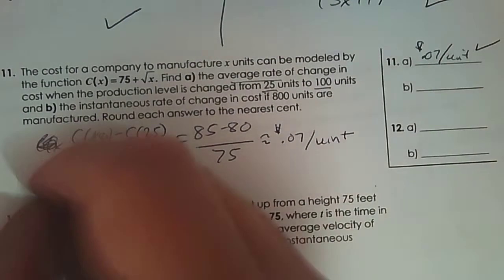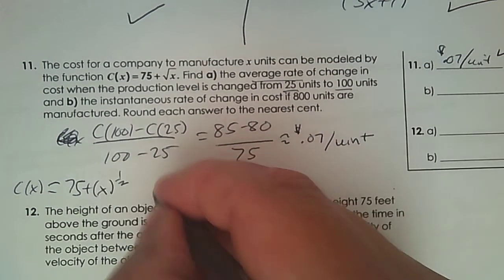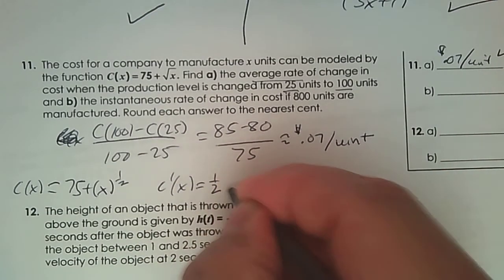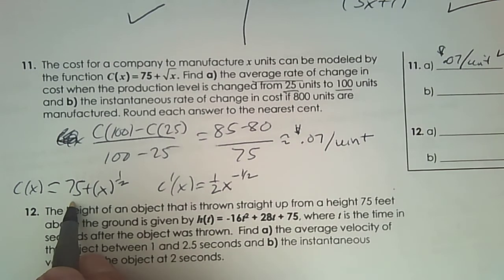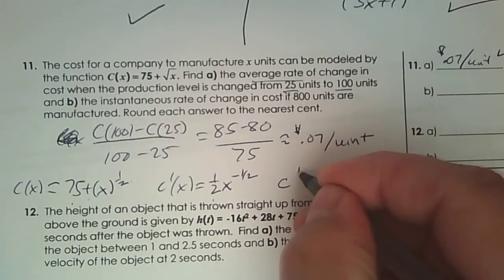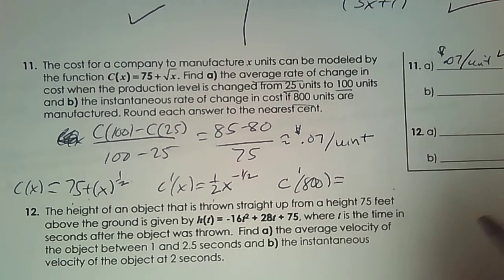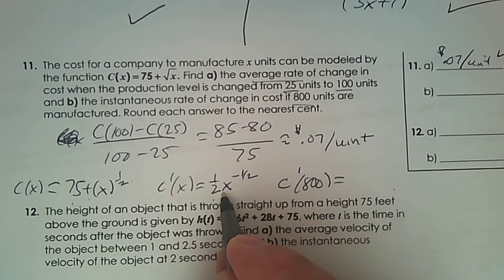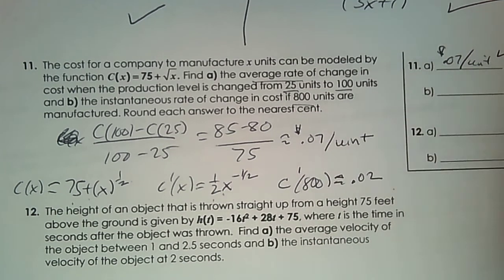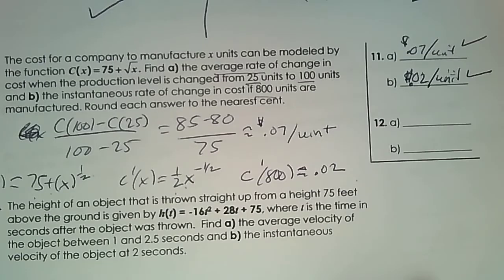If I want the instantaneous, I need the derivative. Now, I need to write this calculus friendly, so it's 75 plus x to the 1/2. The derivative of that is 1/2 x to the negative 1/2. So the derivative of 75 is 0. 1/2 times 1, subtract 1 from the exponent, and then plug in, and it says at 800 units. So if I plug 800 in here, the approximate answer is 0.02. So in units, it would be about 2 cents per unit. That's the IROC. So you have 7 cents and you have 2 cents.